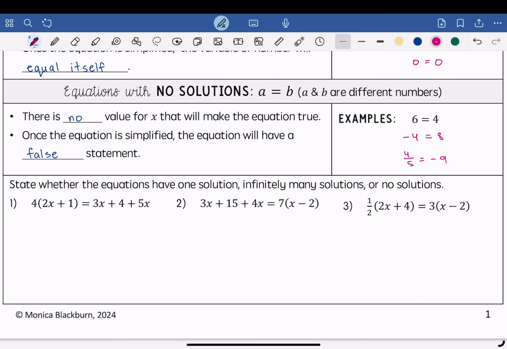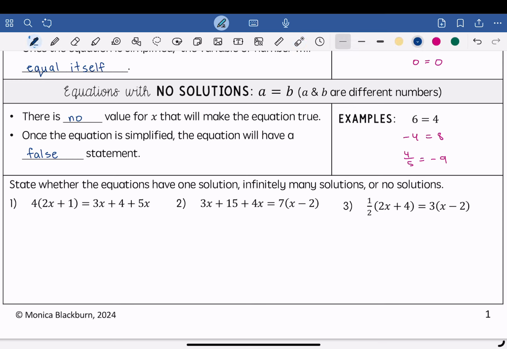So let's try to do an example. State whether the equations have one solution, infinitely many solutions, or no solutions. So let's look at example 1. We're going to solve for x as best as we can, and then see, based on the simplified equation, the number of solutions it has.